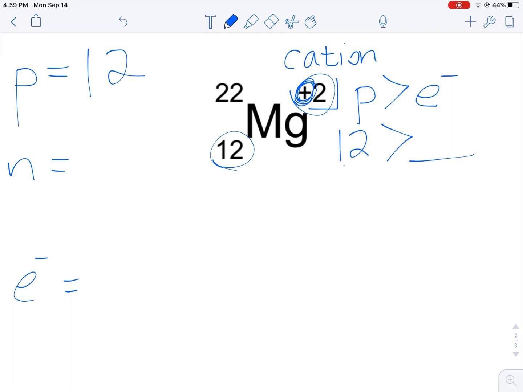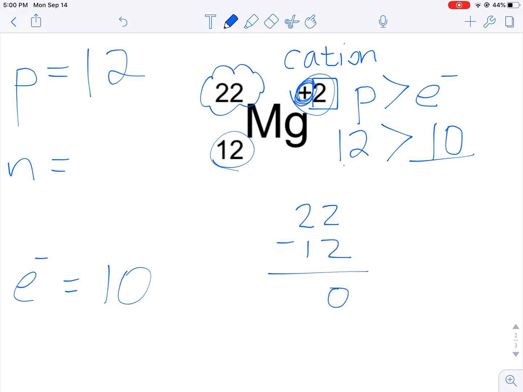How much greater? Well, that's where the magnitude of the charge comes in. 12 has to be 2 times more, well, not 2 times, please pardon me, just 2 more particles than the number of electrons. So there must be 10 electrons. That's the only number possible where 12 can be 2 more than it. So there are 10 electrons. And then finally, my neutrons come from my mass number. There are 22 total particles in the nucleus. 12 of those 22 are protons. The remainder are my neutrons.